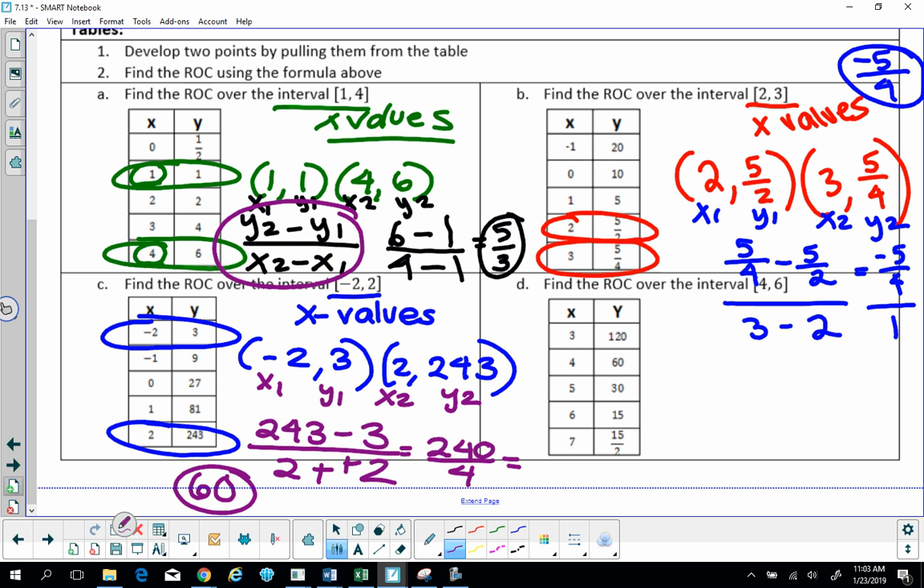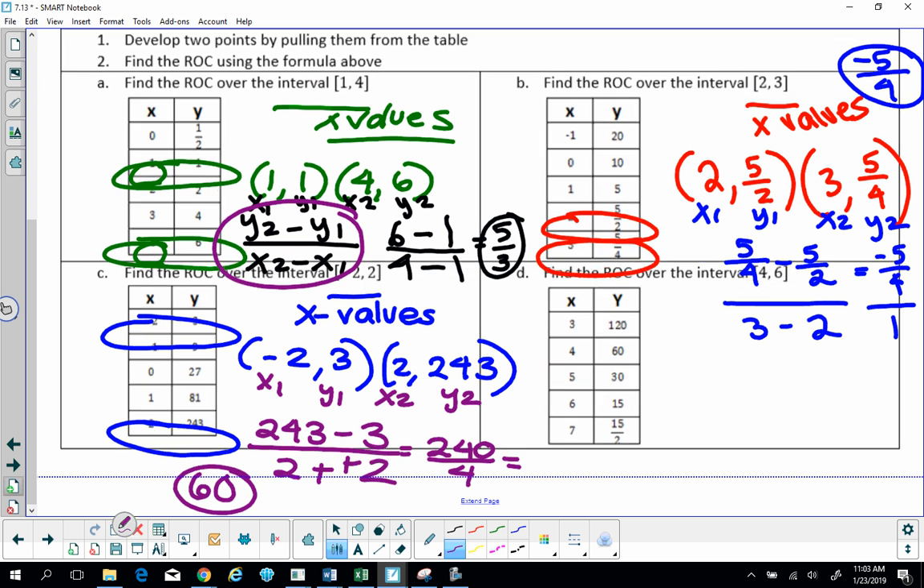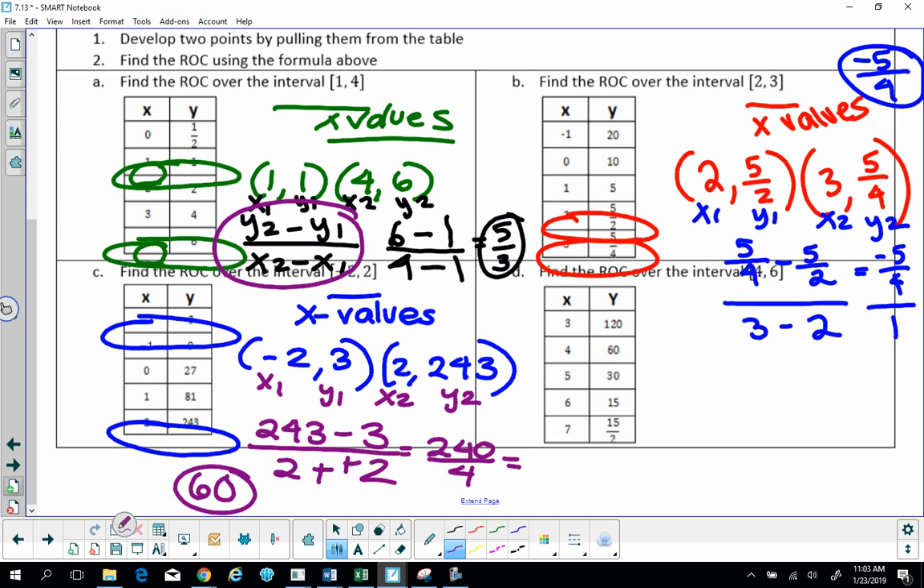See if you could try the last one on your own, D. It says find the interval between 4 and 6. So see if you could set it up the exact same way you set it up on here and find the rate of change.